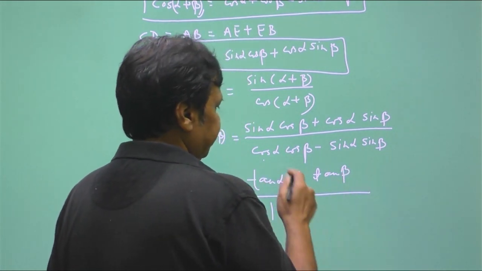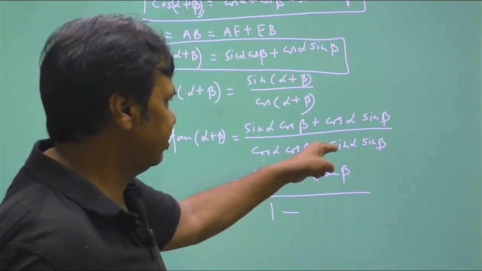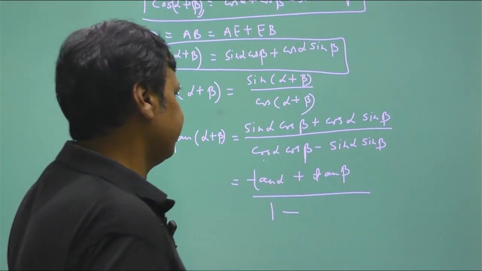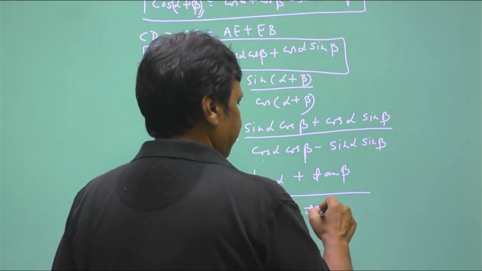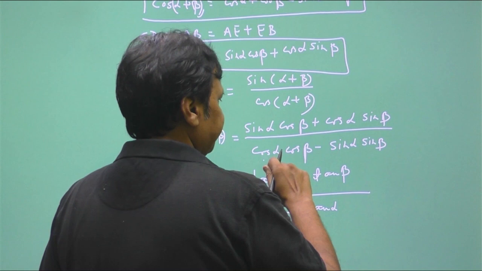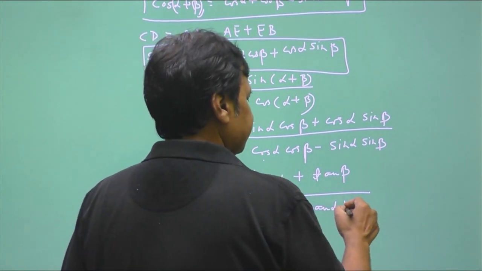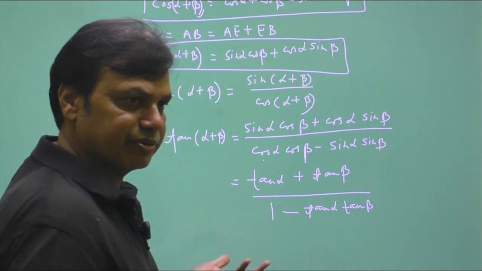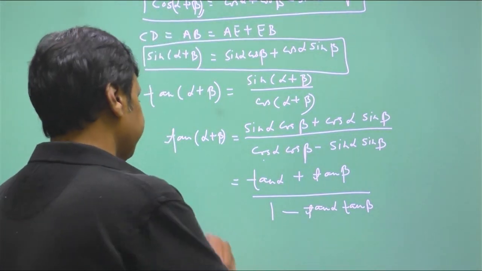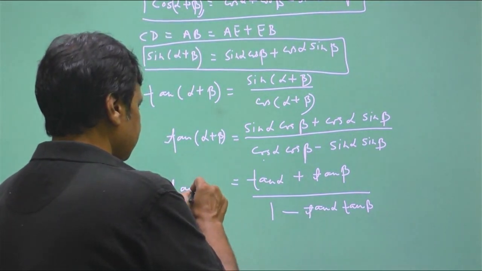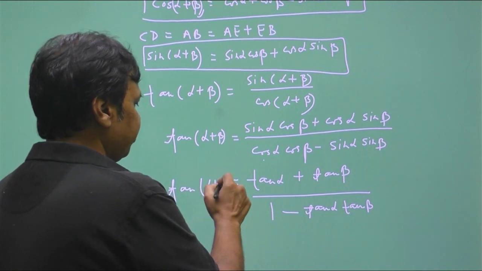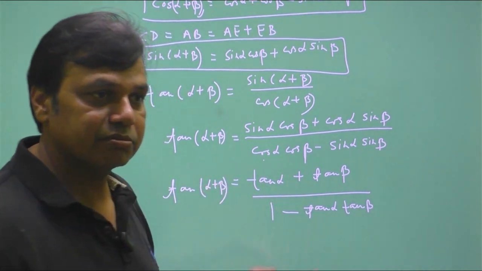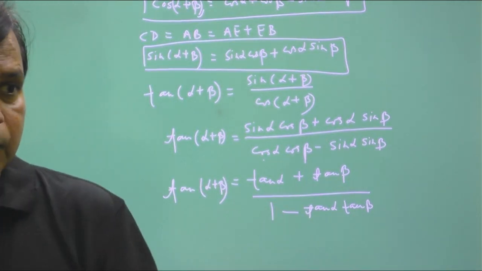And we can get here 1 minus sin alpha upon cos alpha is tan alpha, and sin beta by cos beta is tan beta. That means tan alpha plus beta is again.